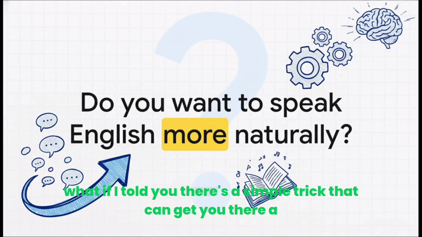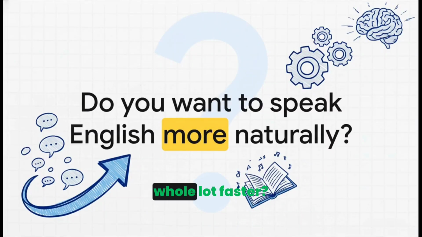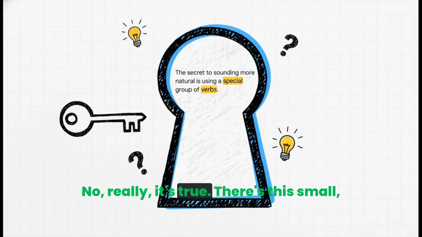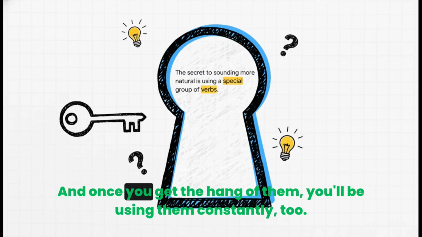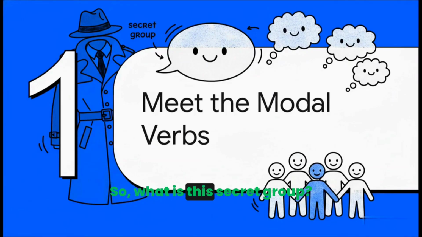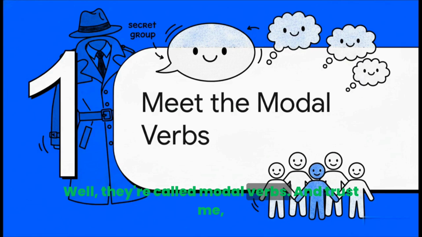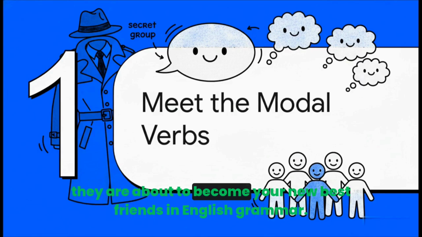Well, what if I told you there's a simple trick that can get you there a whole lot faster? No, really, it's true. There's this small, specific set of verbs that native speakers use all the time without even thinking about it. And once you get the hang of them, you'll be using them constantly too. So, what is this secret group? Well, they're called modal verbs, and trust me, they are about to become your new best friends in English grammar.